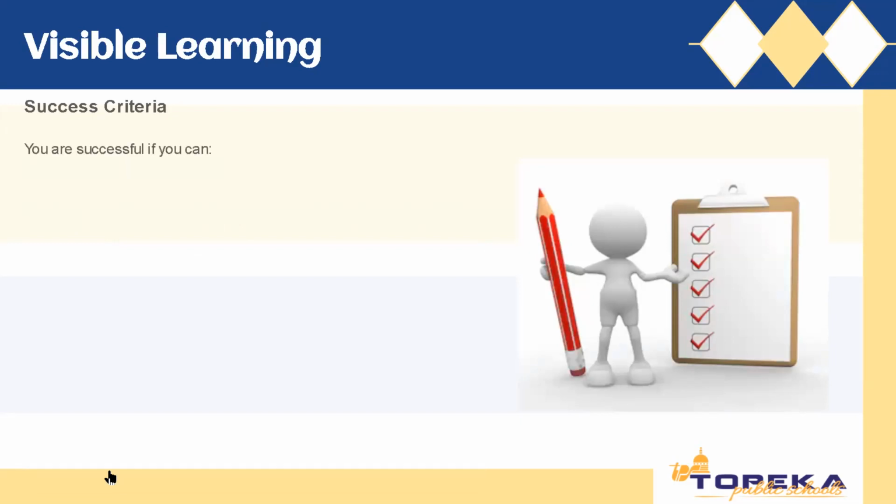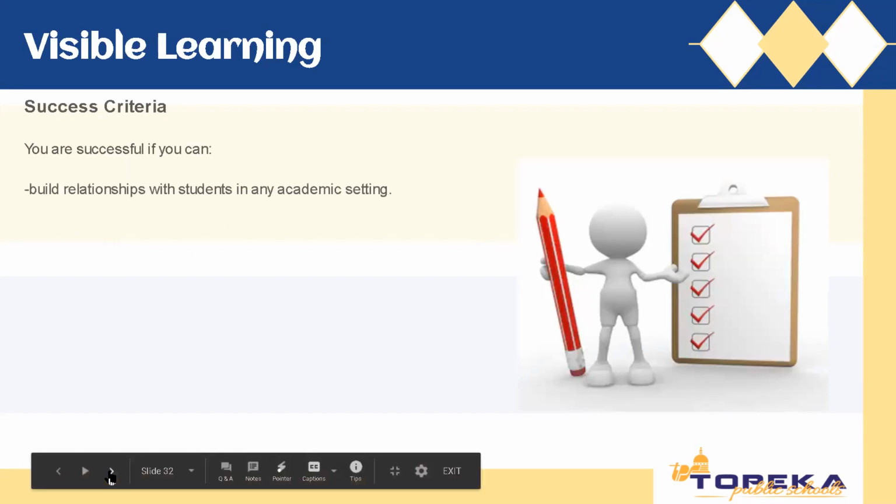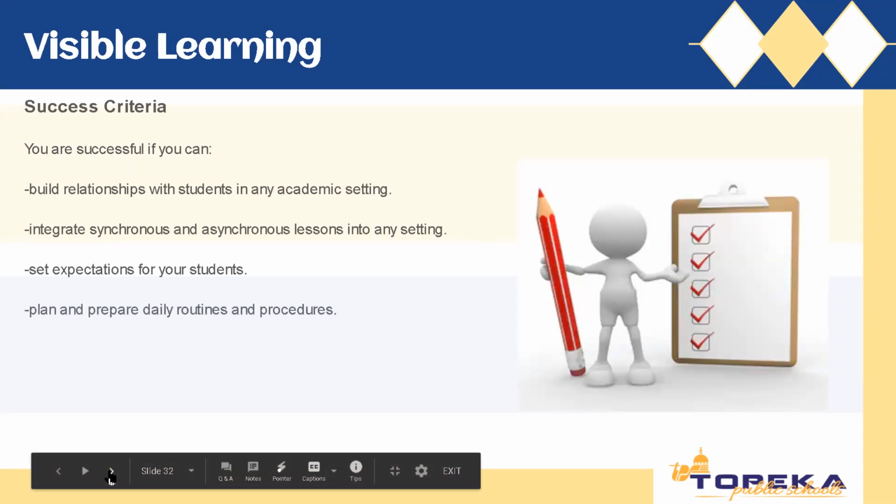You are successful if you can determine how to build relationships with students in any academic setting. Integrate synchronous and asynchronous lessons into any session or setting. Set expectations for your students. Plan and prepare daily routines and procedures. Integrate technology into daily lessons. Prepare students for Phase 2 micro classroom setting.